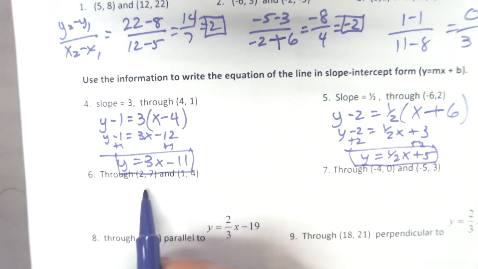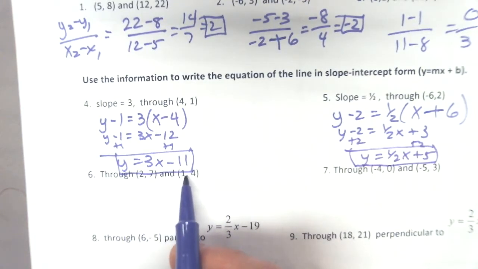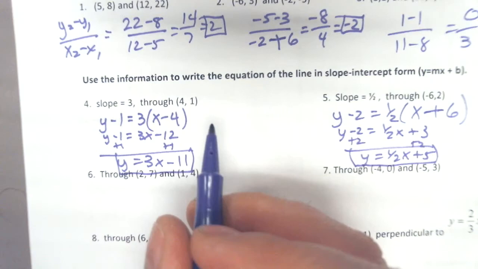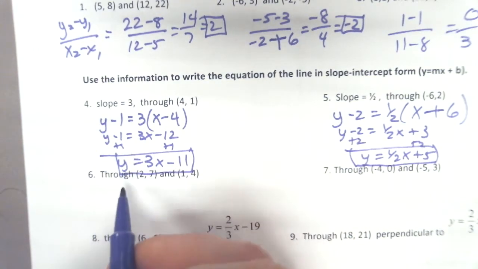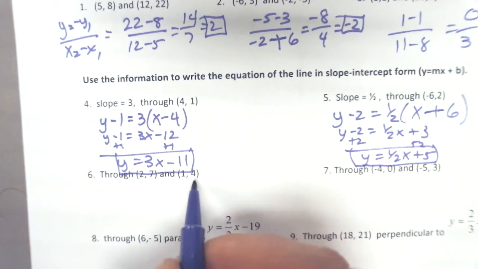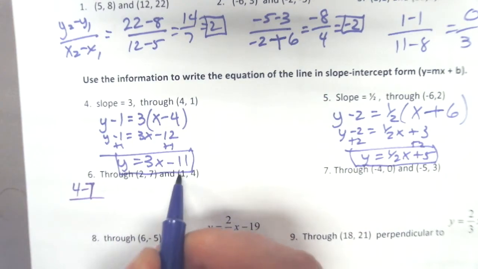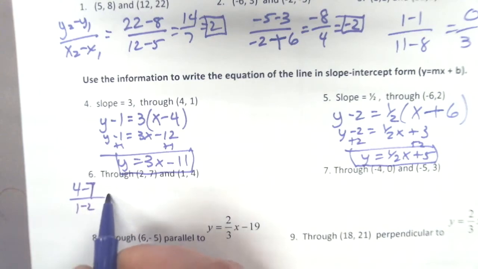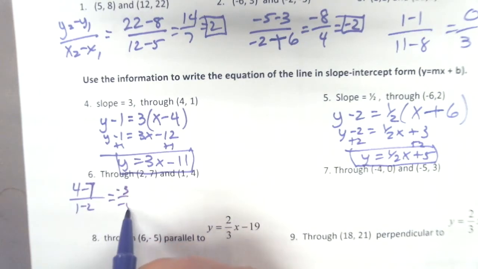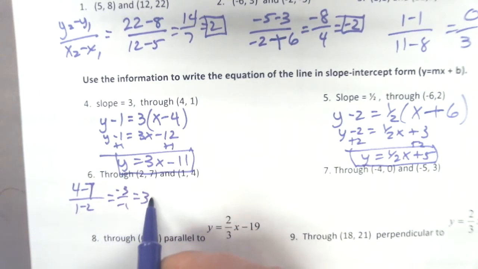Down here we're given 2 points, 2, 7 and 1, 4, and asked to come up with the equation. So the first thing we need to do is find the slope. So I'm going to take 4 minus 7, and on the bottom I get 1 minus 2, and so I get negative 3 over negative 1 is 3. That's my slope.